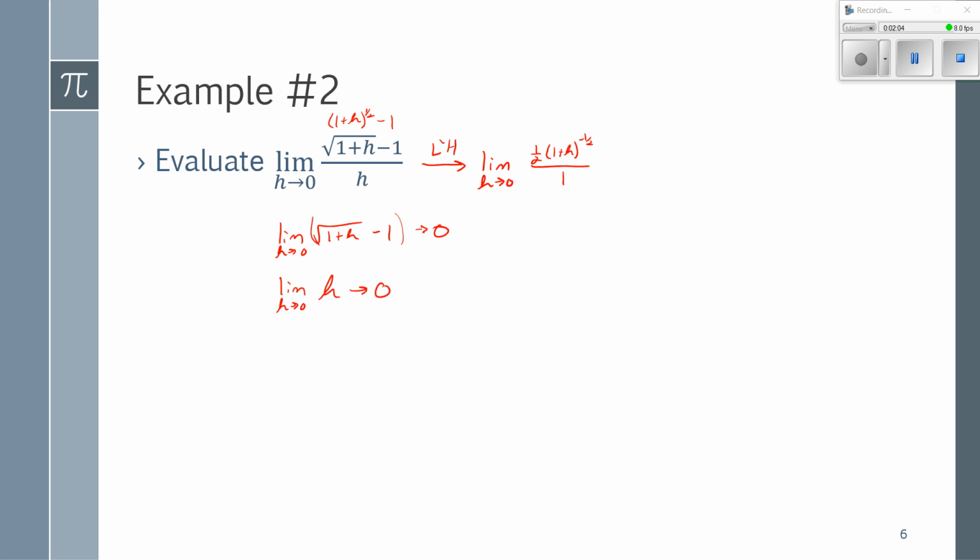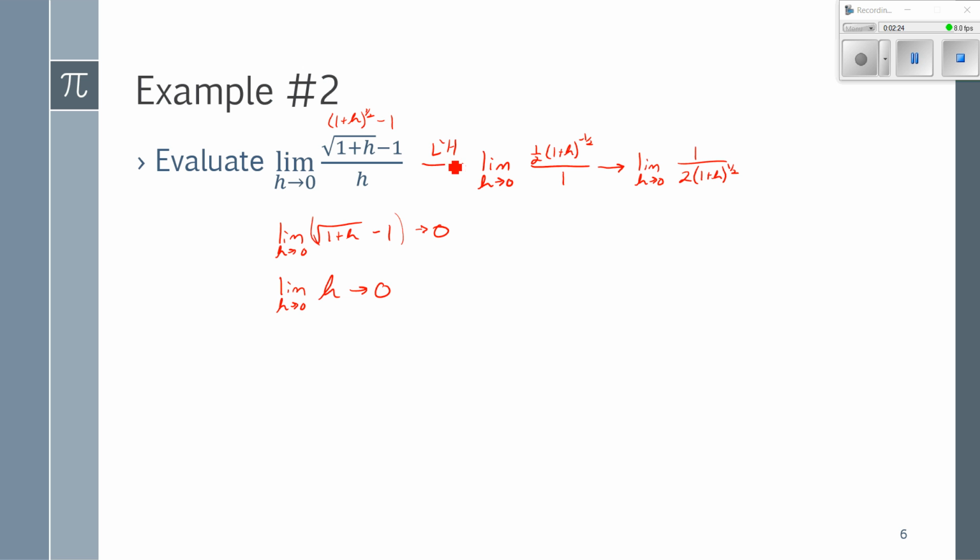I'm going to do a little bit of simplifying here just to make things easier on myself. A negative exponent means it's going into a denominator. So this is going to be the limit as h approaches 0, because I still have not found the limit yet, of 1 over 2 times 1 plus h to the 1/2.